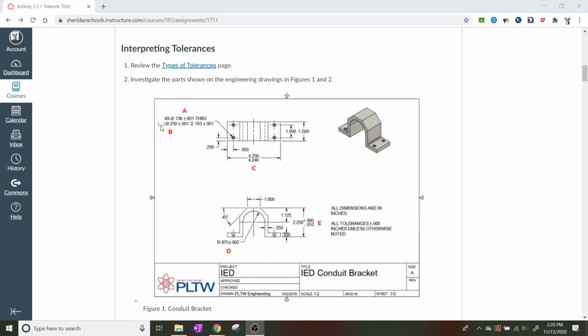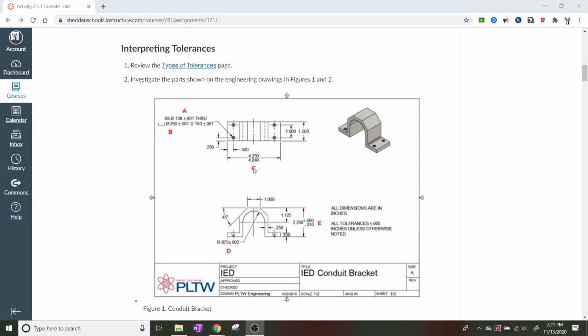The next part is this symbol right here. If we remember back from Unit 1, that symbol stands for a counterbore. And the counterbore has a diameter of 0.250 plus or minus 0.001. Once again, I see plus or minus 0.001, so that one is a bilateral tolerance, and it can go up and down. So I can add 0.001 to this, and I can subtract 0.001. Same thing happens for the depth of the counterbore. The counterbore goes down 0.163 inches, and that's plus or minus one thou, so we can go up a thou and down a thou.